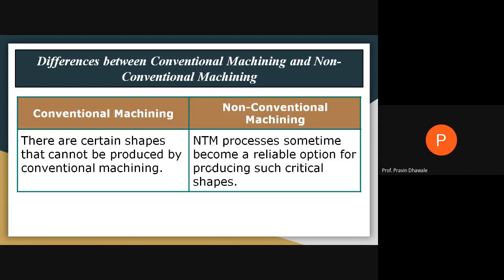The next comparative point between these two processes: in case of a conventional machining process, there are certain shapes that cannot be produced by the conventional machining process.